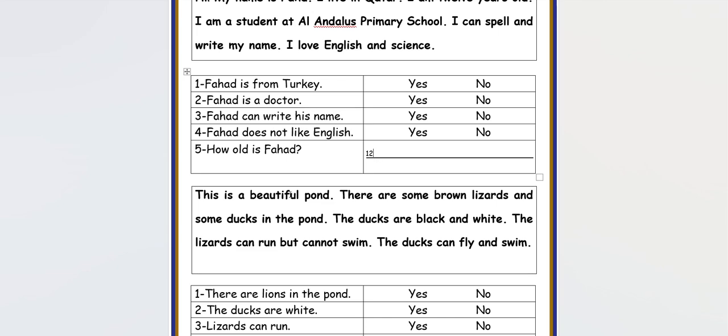Okay, the second one. This is a beautiful pond. There are some brown lizards and some ducks in the pond. The ducks are black and white. The lizards can run but cannot swim. The ducks can fly and swim. Let's read it again. This is a beautiful pond. There are some brown lizards and some ducks in the pond. The ducks are black and white. The lizards can run but cannot swim. The ducks can fly and swim.